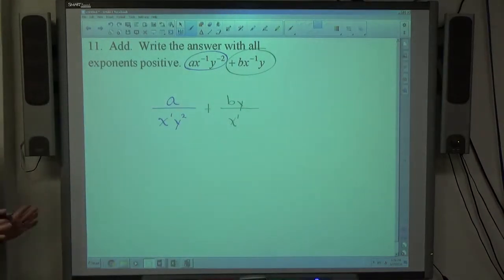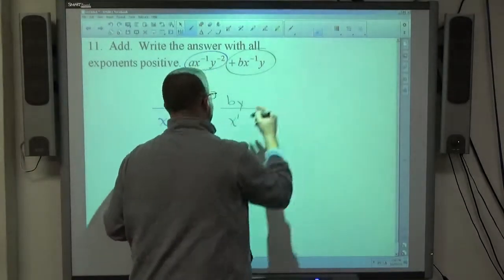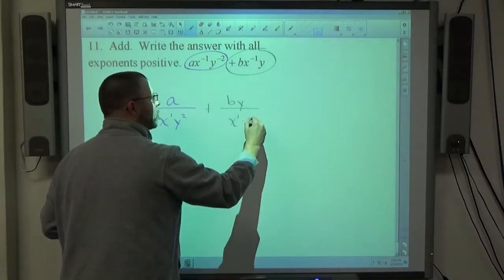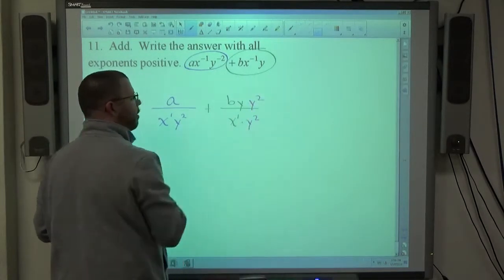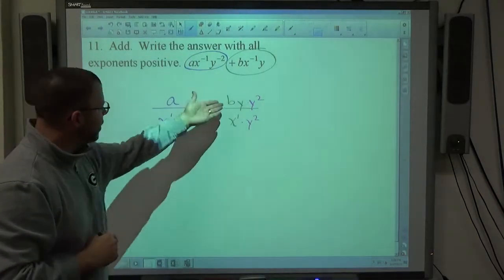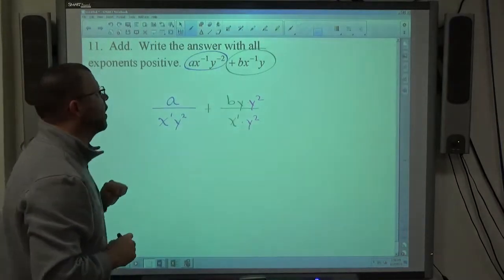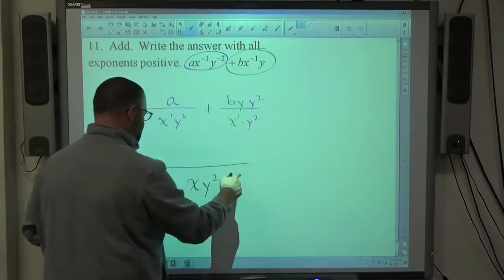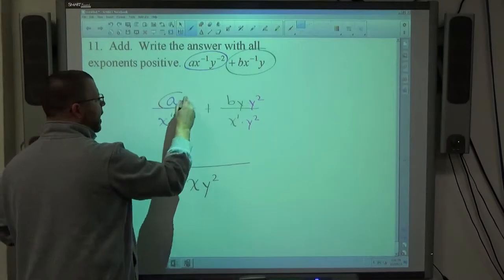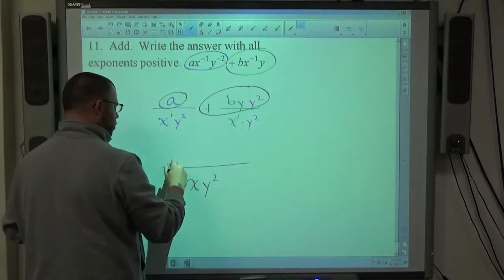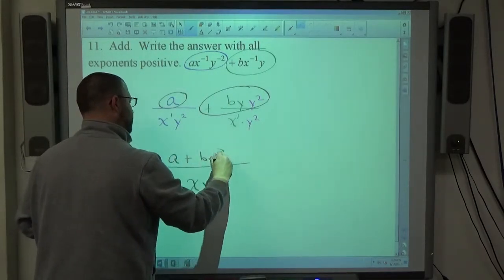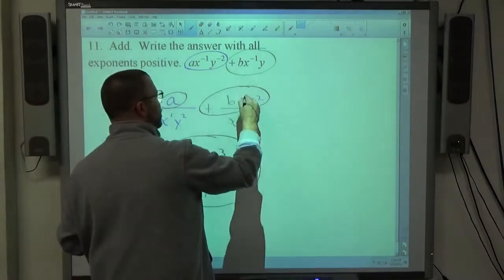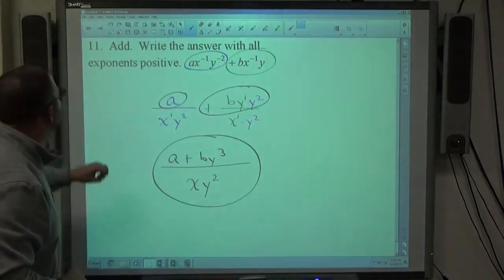And what you should see, hopefully, is that the denominators are exactly the same except this one has a y squared and that one doesn't. So I need a y squared on the bottom, so I need a y squared on top to account for it. And just like that, the second fraction now has xy squared, just like the first fraction. A common denominator exists, so xy squared is the least common denominator on the bottom. A plus b y cubed is on top, and that would be the answer. Keep in mind when you multiply y's, you add the powers. 1 plus 2 is 3.